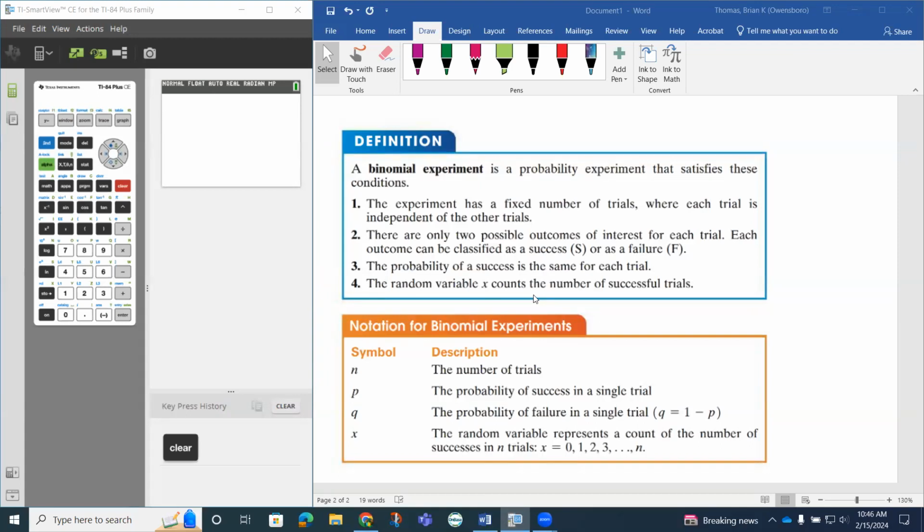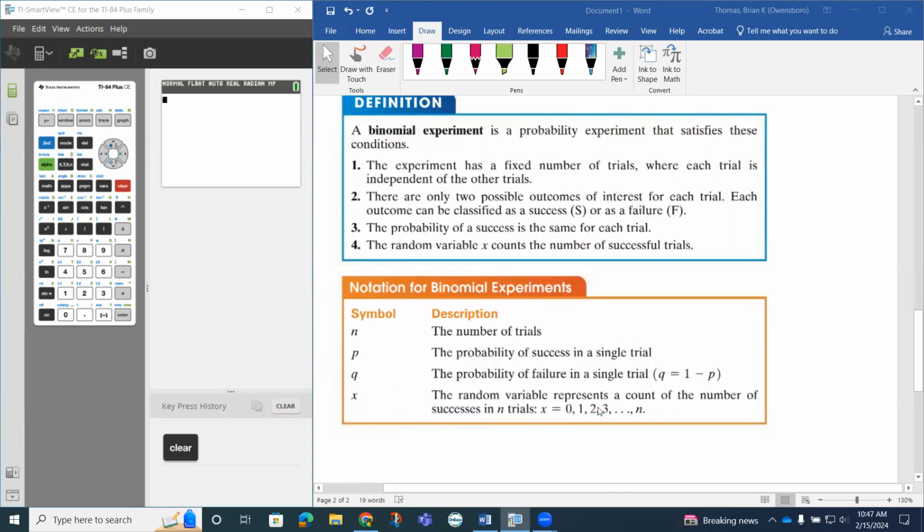And the random variable X counts the number of successful trials. So X represents the successful trials. A lot of times we'll be using P to represent success, and Q would represent failure. Notice N is the number of trials, P is the probability of success in a single trial, and Q is the probability of a failure, in other words, 1 minus the success probability. And X represents the random variable of the successes. Whatever the N trials are, the successes can go all the way up to N.